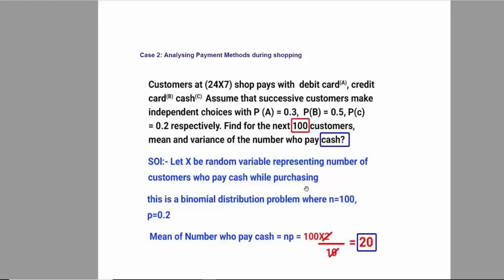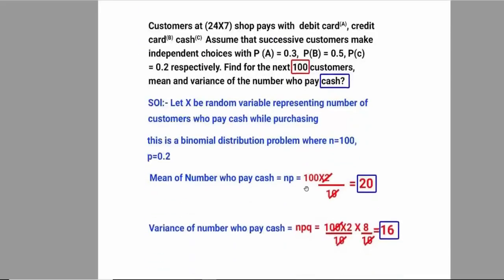Like in this case, X is the random variable representing the number of customers who pay cash while purchasing, and this is a binomial distribution where n is equal to 100 and the probability of paying through cash is 0.2. So the mean of the number who pay through cash is 20 and the variance is equal to 16.